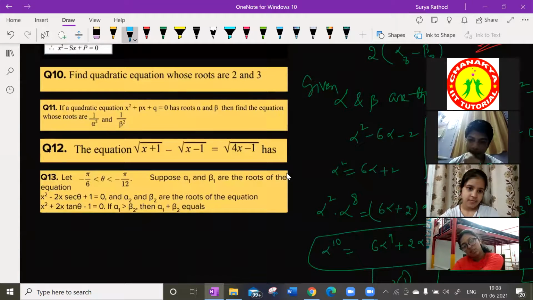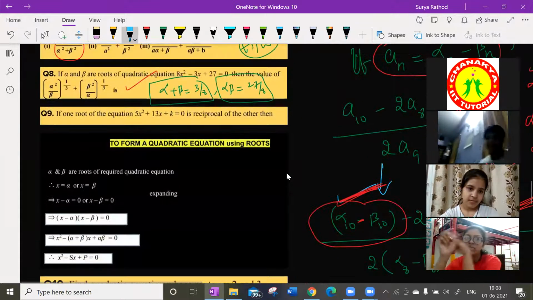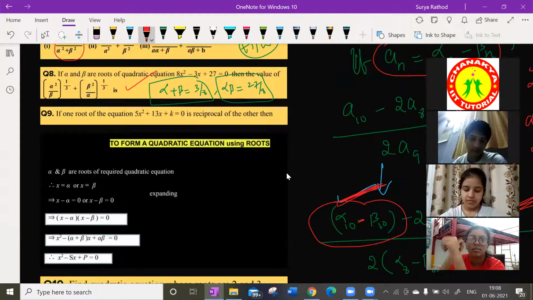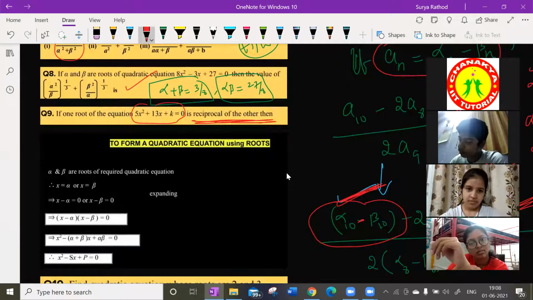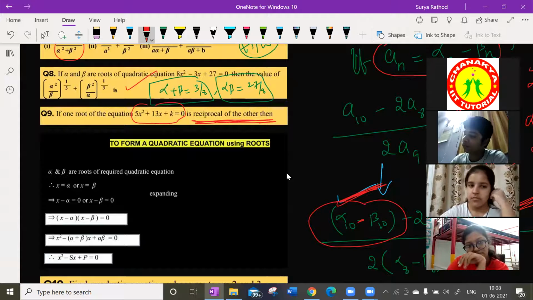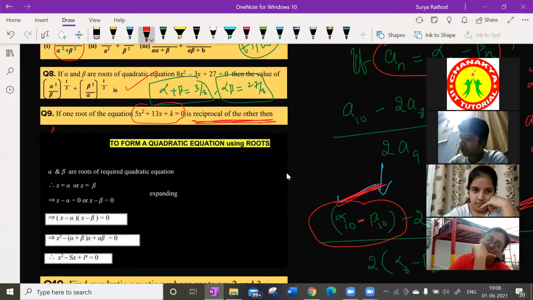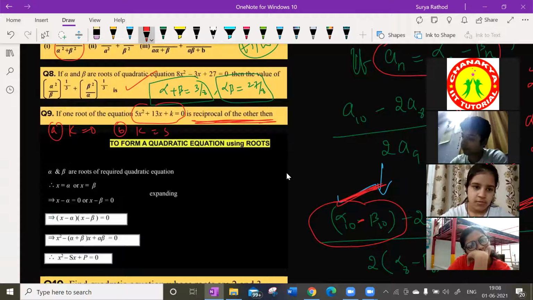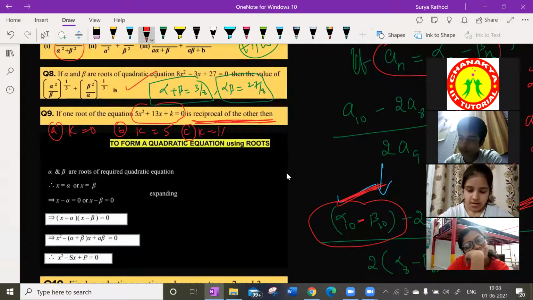Okay, chalo, next question. Ninth question, very good question. If one of the roots of the equation 5x square plus 13x plus k is equal to 0 is reciprocal of the other, then k is equal to what? Option A, k is equal to 0. Option B, k is equal to 5. Option C, k is equal to 1 by 6. Option D, k is equal to 6.